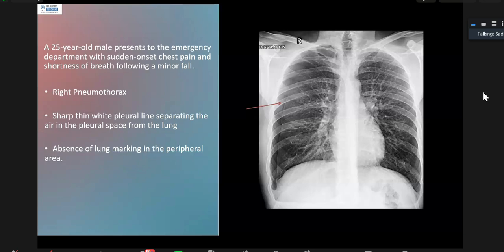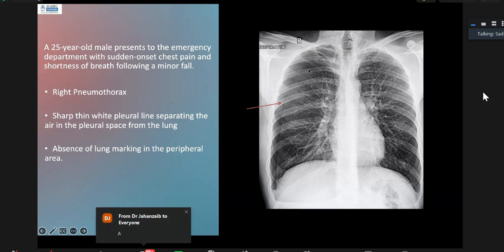So we'll go over the first question. I was reading through the chat. I think a lot of you got it correct. So it is a right pneumothorax, as you can see here if you follow my cursor. So one of the things to remember, as Dr. Sujit was just explaining, is that it will have a sharp, thin, white pleural line separating the air in the pleural space from the lung. And as you can see, peripheral to this, there's an absence of lung markings. So those are your two features to identify a pneumothorax.